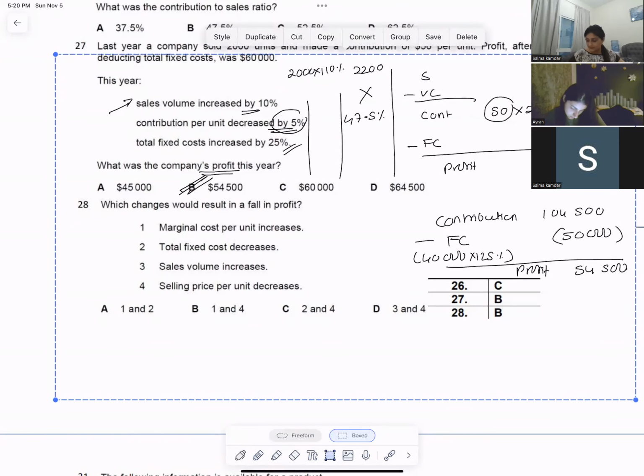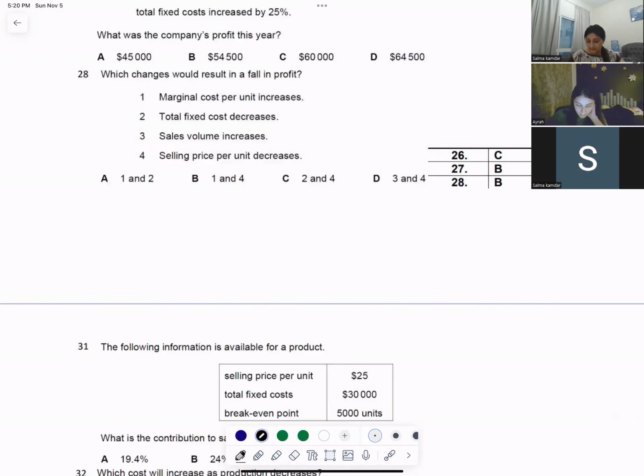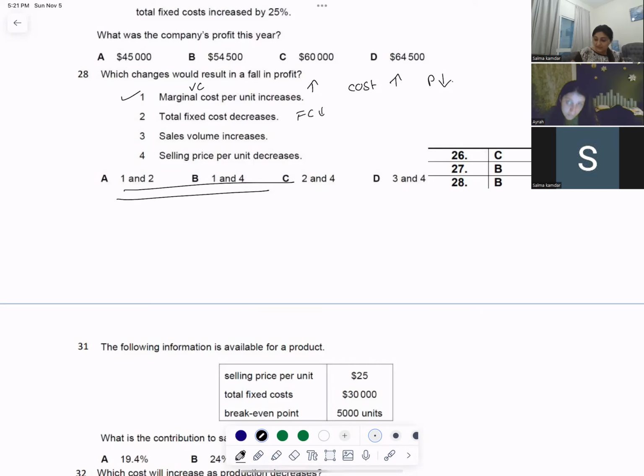Next one. Which changes would result in a fall in profit? Marginal cost per unit increases. Marginal cost means what? Variable cost. If the variable cost per unit increases, that means the cost will increase. That means the profit would decrease. So this statement is correct. So it can only be from A and B. Total fixed cost decreases. If cost decreases, profit will not fall. So it has to be 1 and 4 then.